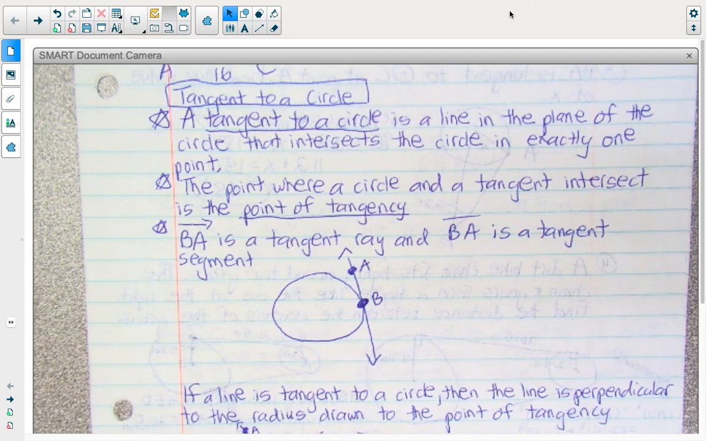Today we're going to take a look at tangent lines to a circle. So today's topic is tangent lines to a circle. So let's go over a few things. Of course, as always, pause the video as needed to take your notes.